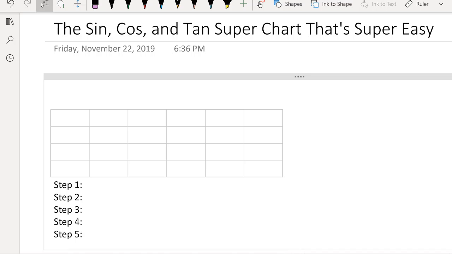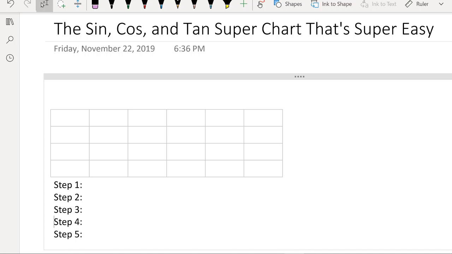So I have the sine, cosine, tangent super chart. What I mean by that is, not just to have a fun title, but also I've compiled a couple different trick charts, cheat charts, whatever you want to call them, for sine, cosine, tangent that have worked over the years, and some of them were better than others, and I kind of compiled them, put them together into my own. And I use this a lot with my students to help them remember sine, cosine, tangent values. So I wanted to share this with you.